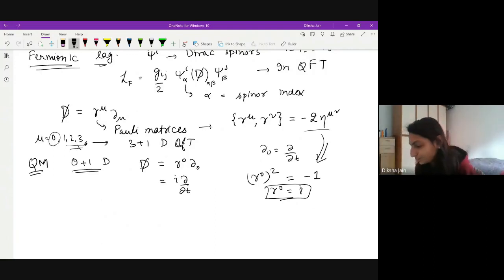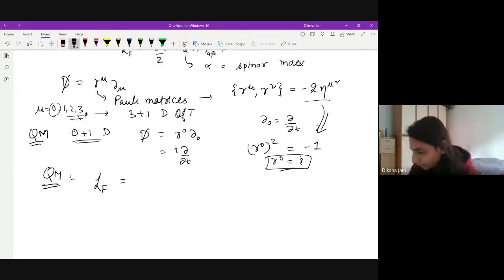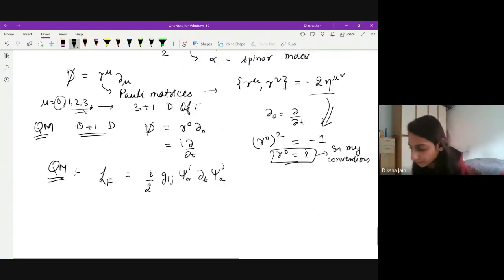I'm just doing all this to motivate what the fermionic Lagrangian in quantum mechanics is, because I know you have done the Dirac equation. So my fermionic Lagrangian for the quantum mechanical system then is i by 2. Whether this is i or 1 depends on the conventions. In my conventions, this is the case. You might look at some other book where the conventions are different; gamma 0 could have been taken to be 1 or some other thing. And I'm taking G_ij, psi I alpha, then d by dt, so dt psi j alpha. So this is the fermionic Lagrangian.